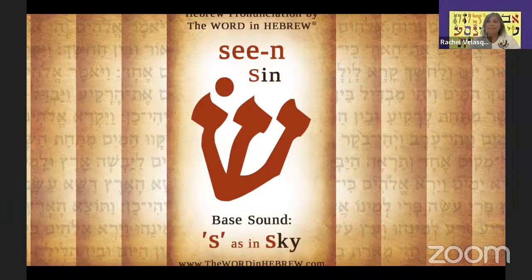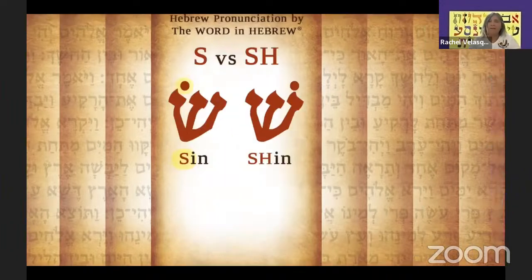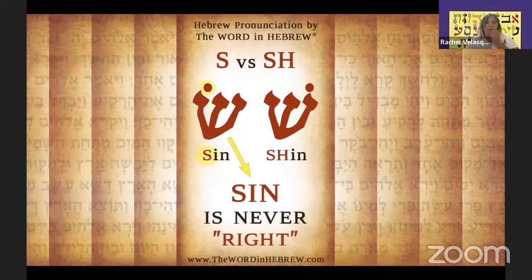Sin. All right, here you go. So the sin is on the left and the shin is on the right. The dot is on the right and the dot is on the left. This might help you remember. I really like this: S versus sh, for sin, for shin. Sin is never right. I cannot take credit for that.